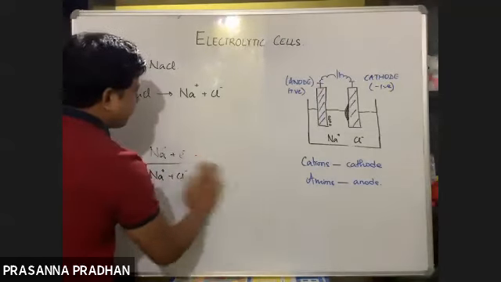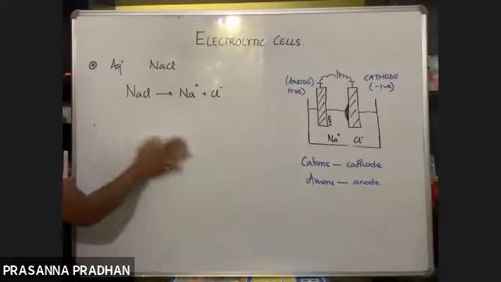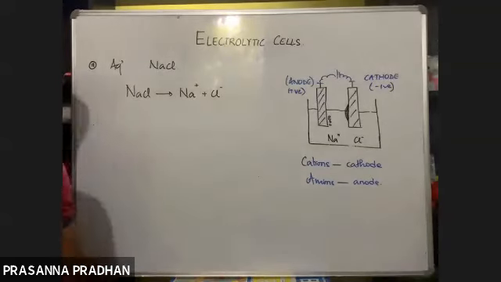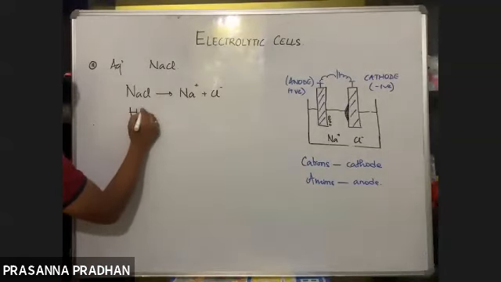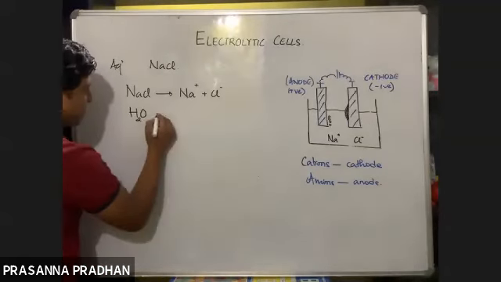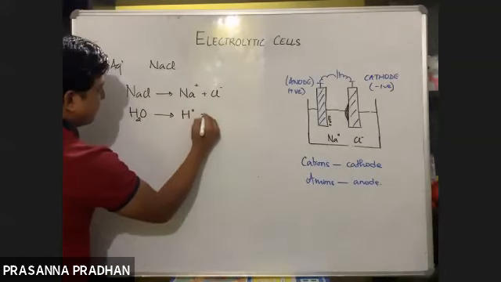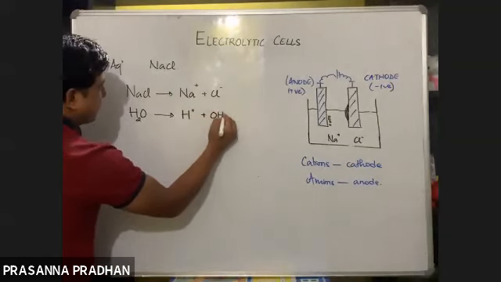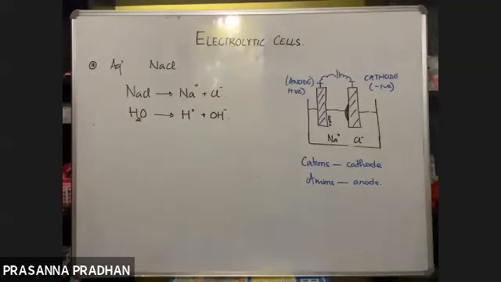So what is going to be the difference between molten and aqueous? In the case of aqueous, I have water molecules as well. So this water also dissociates to form H positive and OH negative ions like this.